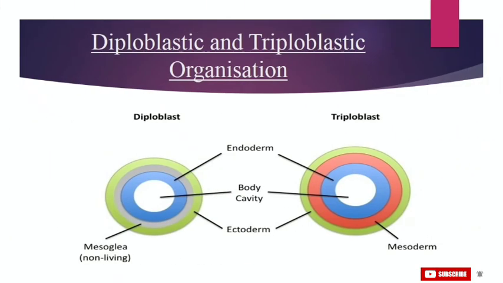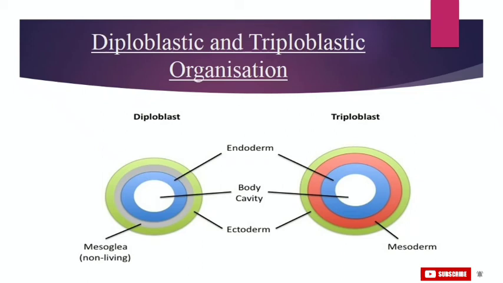Now, the third basis of classification is diploblastic and triploblastic organization. In this, we will be studying germinal layers. As you can see on your screen, the picture gives you a better idea. Different layers in this picture are represented by different colors for your better understanding. So let's start. First, we'll discuss diploblastic organization.